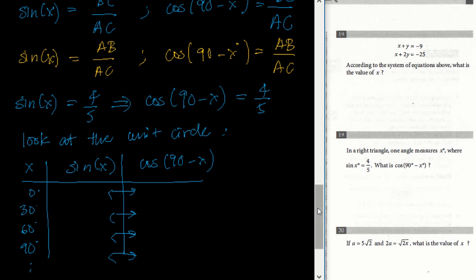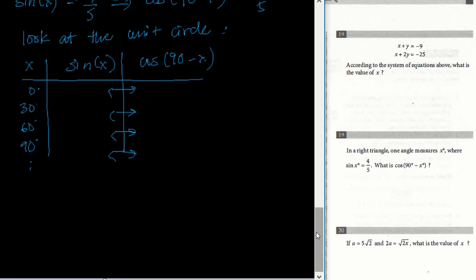And then the second approach is a little bit more, like I said, visually pleasing. The second approach is the following. So we have cosine of 90 minus x.